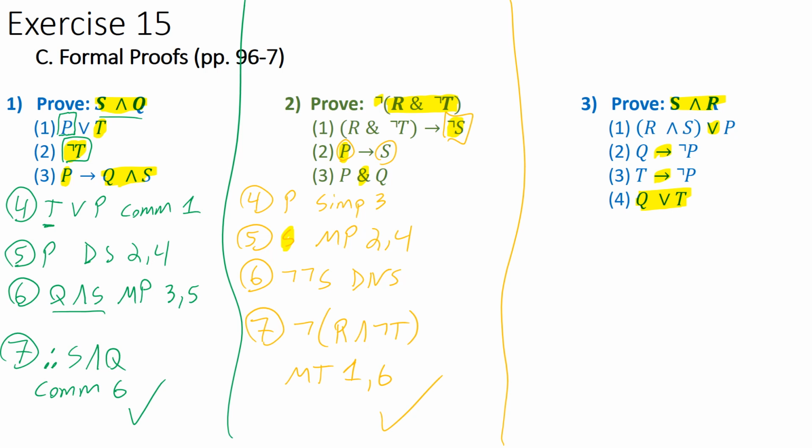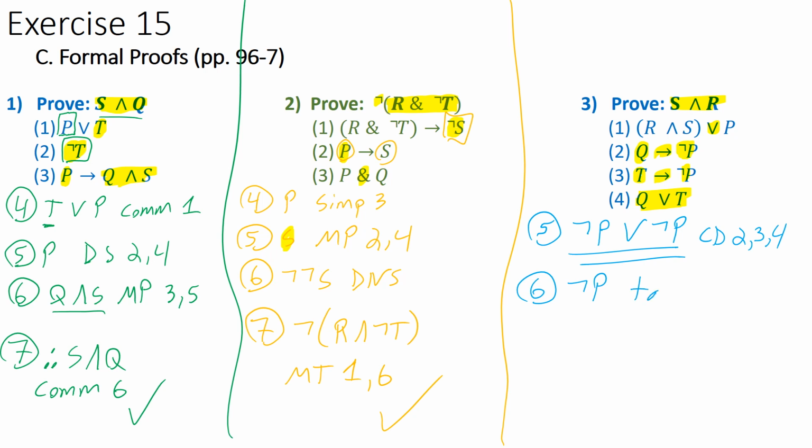But if Q happened to be true, then not P would be true. Or, if T happened to be true, then not P would be true. We have a constructive dilemma. Line 5, we have not P or not P by a constructive dilemma with lines 2, 3, and 4. In here, this is just a tautology. So for 6, we can get not P by the tautology rule, line 5.